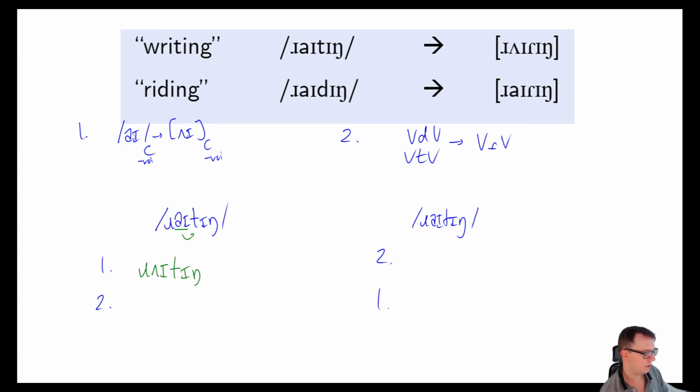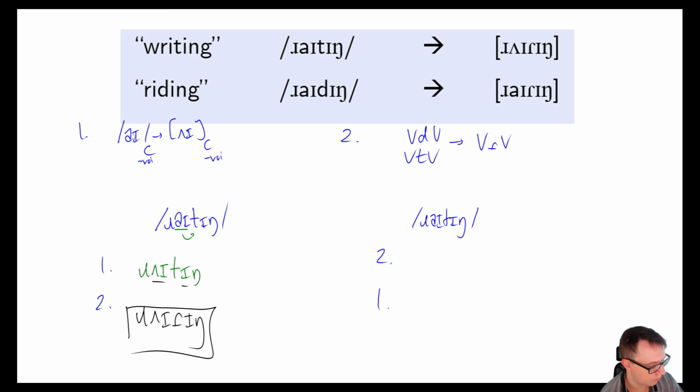Then 2, we're going to get some flapping. So yes, we have a T between 2 vowels. So we're going to end up with writing. So our output has raising in it. Now, what if we change the order? What if we do flapping first? Well, we have a D between 2 vowels, so we can do some flapping to get riding.